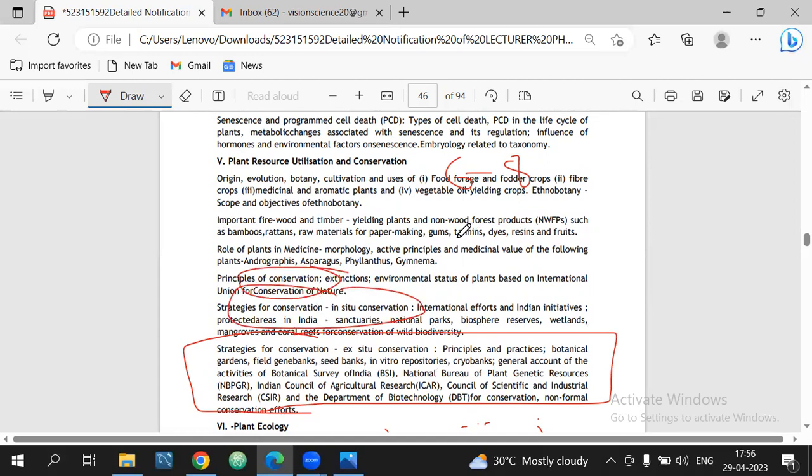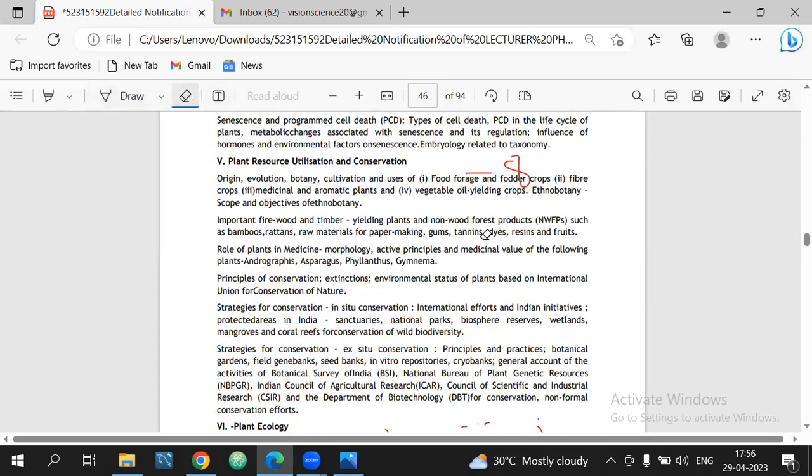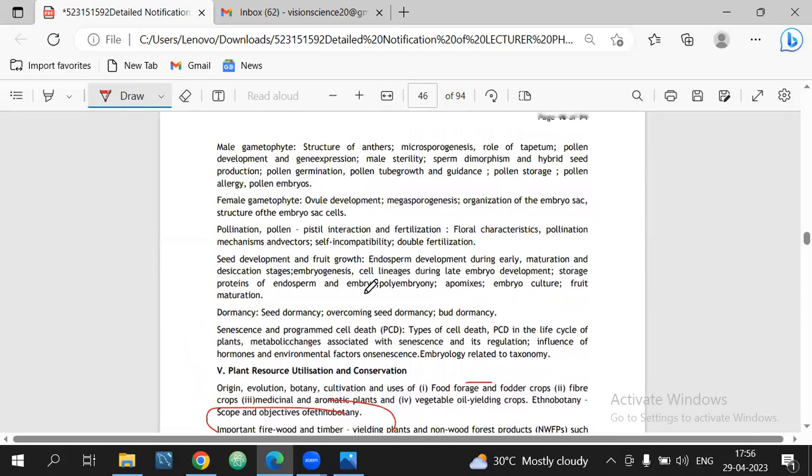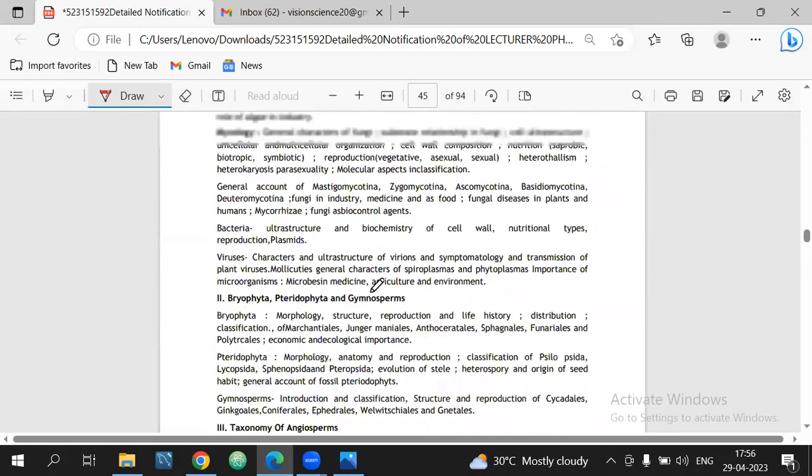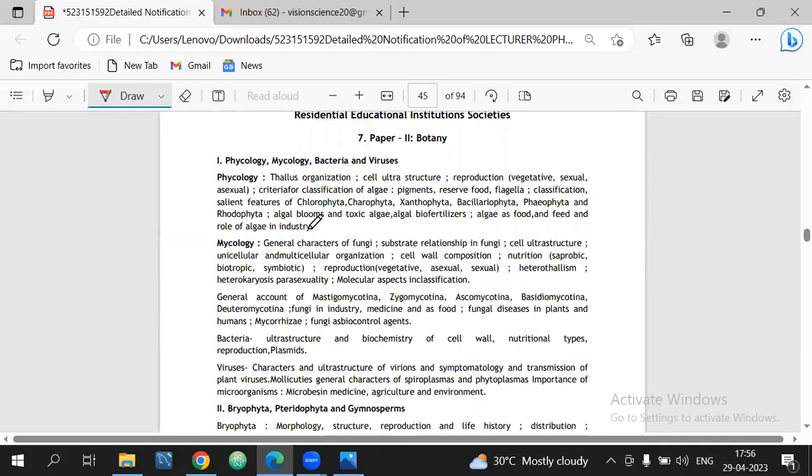Apart from that, you will undoubtedly get a question on the role of plants in medicine. And important fire wood and timber also. Very direct questions you will get. Very important also. And when it comes to units 1, 2, 3, 4, I am telling you, whether you are preparing for the DL or the JL, in units 1, 2, 3 you will get straightforward questions only. I can say that it is above NEET level, that's all.